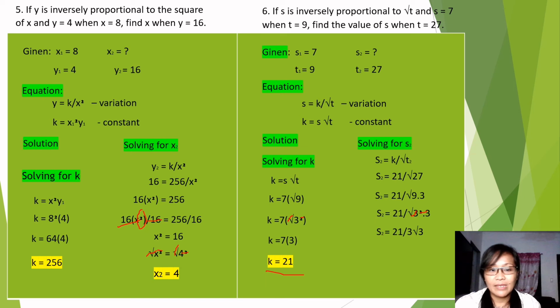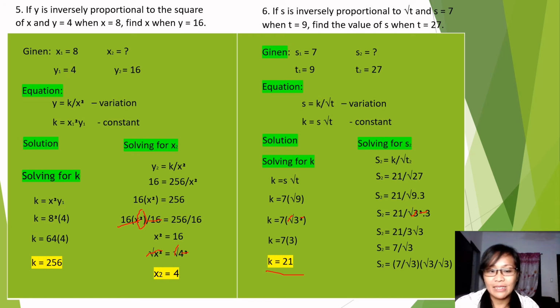Then next, 21 and 3 are both whole numbers, wherein 21 and 3 are both divisible by 3. So 21 divided by 3, we have 7 all over square root of 3. And of course, if the denominator is a radical, then we need to rationalize. Therefore, we're going to multiply both numerator and denominator by square root of 3. So we have now 7 all over square root of 3 times square root of 3 all over square root of 3.